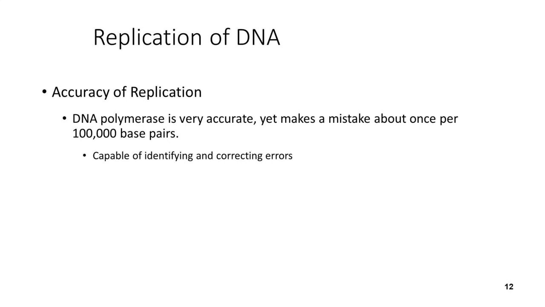I mean, it's amazing. So the DNA polymerase is very accurate, yet it can make a mistake. Usually the average is about once per 100,000 base pairs. But it is able to first identify and then correct those errors. So usually, even if a mistake is made, the DNA polymerase will identify it and fix it. But if it is not caught and not corrected, it could lead to a mutation. And mutations are a whole other lecture.